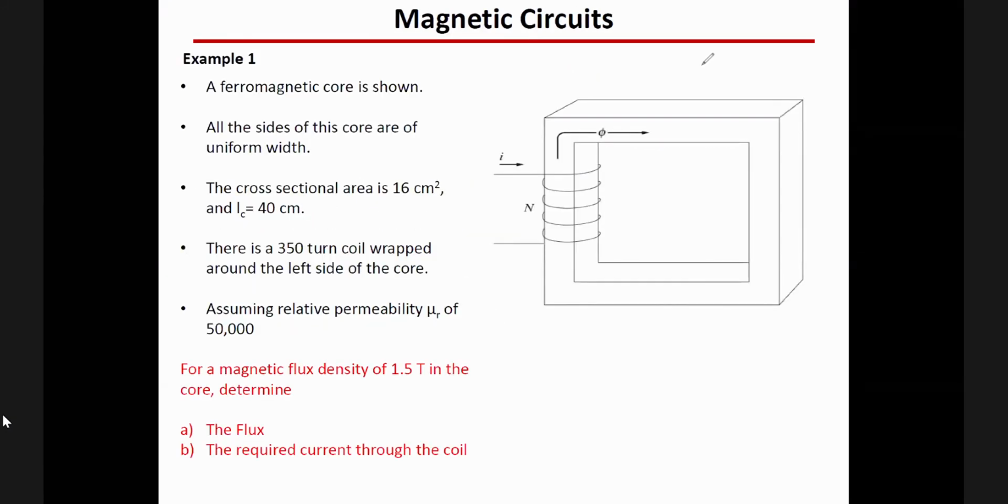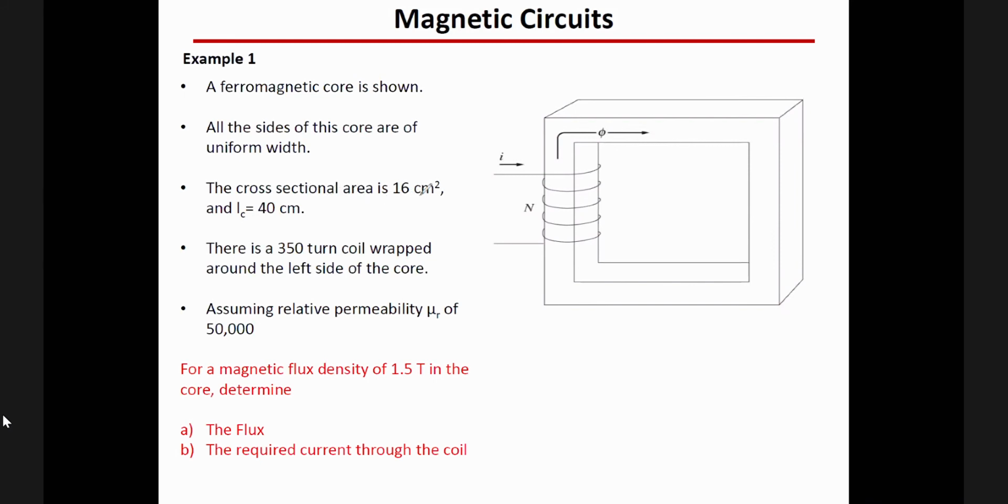An example. We're going to solve a couple of examples just to clarify all of these concepts. A ferromagnetic material is shown. So this is the basic magnetic circuit. All the sides of this core are of uniform width. So what's the meaning of uniform width? It means that the cross-sectional area is the same everywhere, so we don't have to worry about which one is different from the other. All of them are of uniform width.